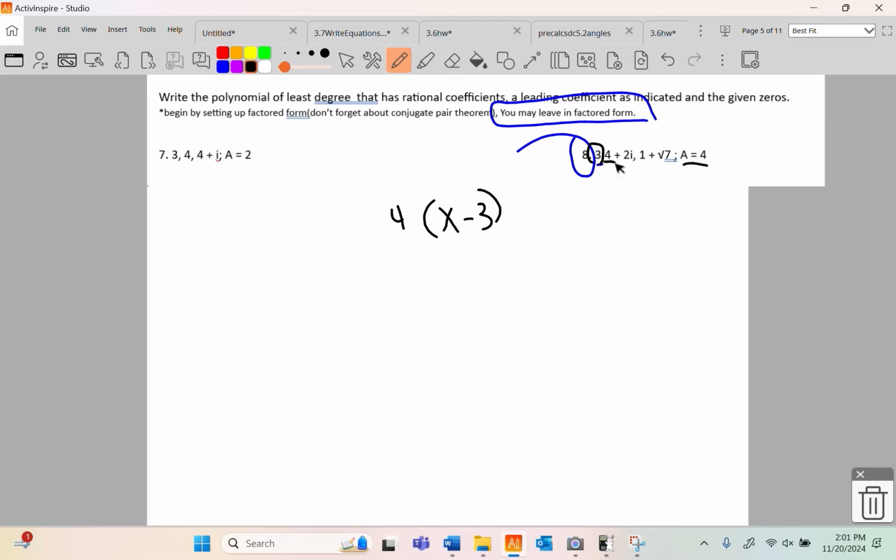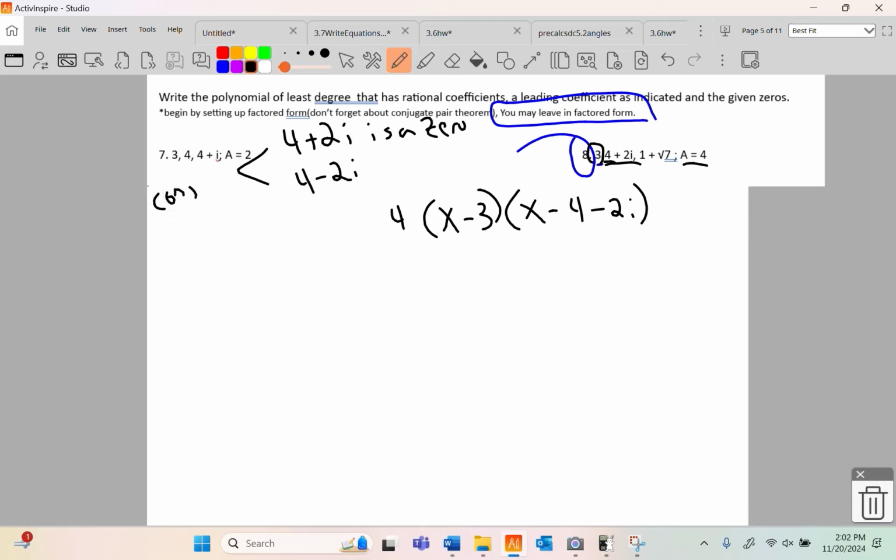I know that 4 is 0. What's the factor? Sorry, that's not 4. That's 4 plus 2i, isn't it? Okay, that's a little harder. Yes, ma'am. Now, because 4 plus 2i is 0, what else is 0? 4 minus 2i. What do we call the relationship between those two?